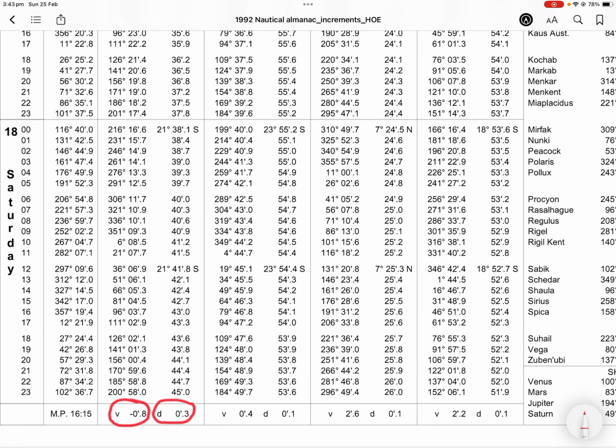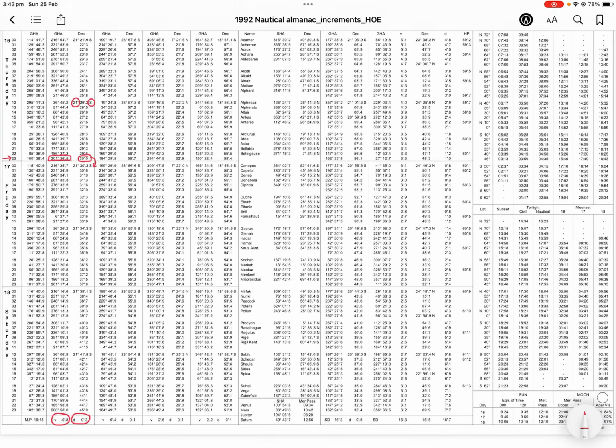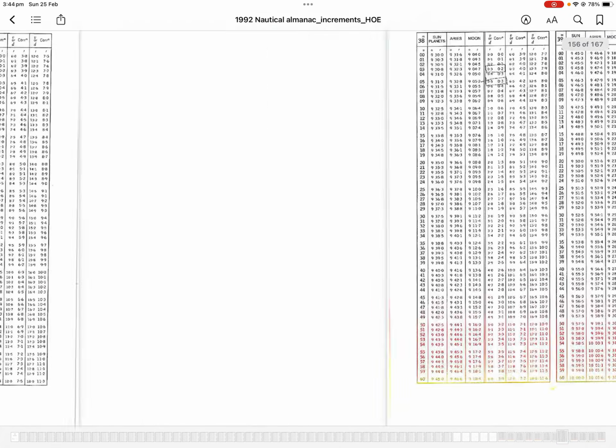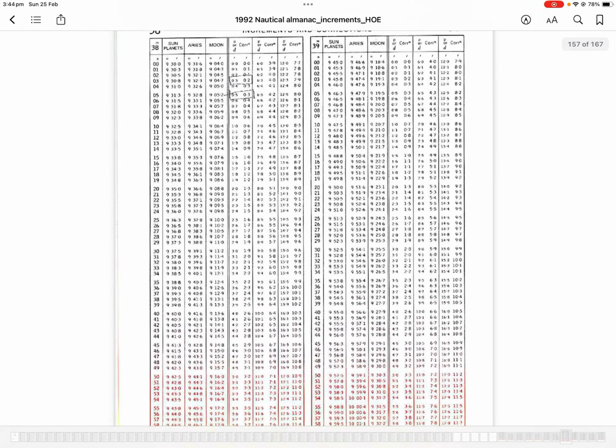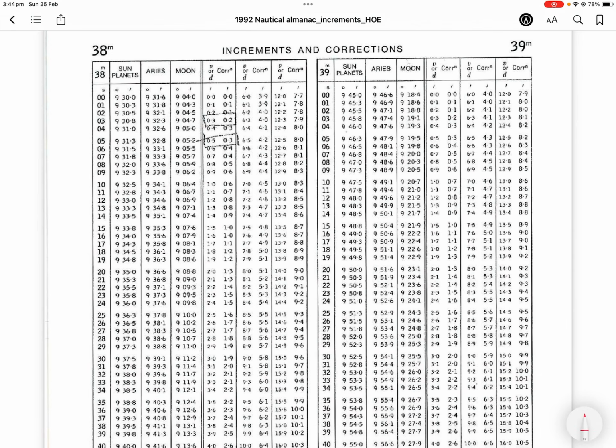So here, the V correction is negative. So if the V correction is negative, I will go back into the increments page for 39 minutes and 38 seconds, find out the V correction value and apply it as a negative correction, because the sign of the V correction will tell me whether it should be negative or positive. So these are some of the values I find out from here. So now I will go back into the nautical almanac increments page 39, 38. So if I go back into 39 and 38, so you can see here 39 and 38.